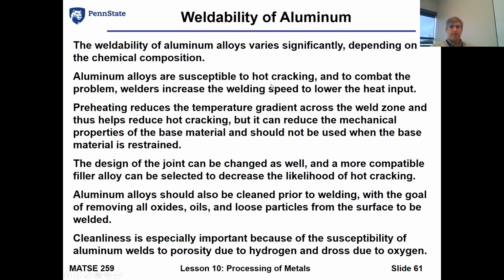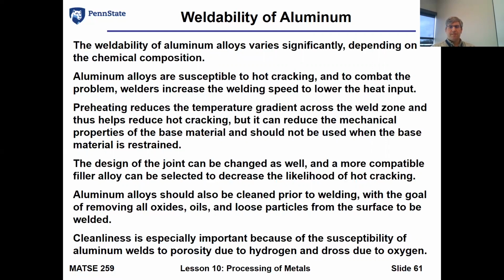They're susceptible to what is called hot cracking, and that has to do with those alloying elements that segregate into interdendritic regions. You can increase speed and lower the heat input. Preheating is one way to decrease those cooling rates. You can change the joint design. You really worry about cleaning up joints, but in a lot of cases what it comes down to is the selection of a filler metal that is weldable, or is almost a eutectic.